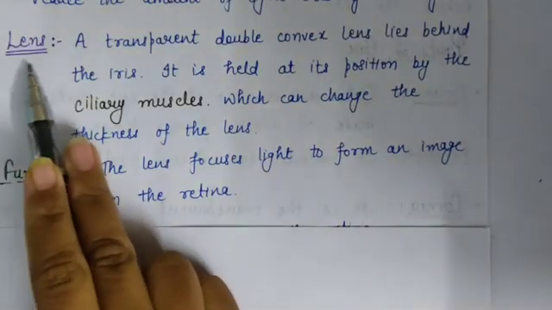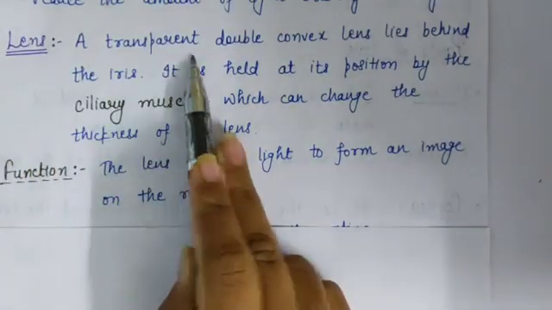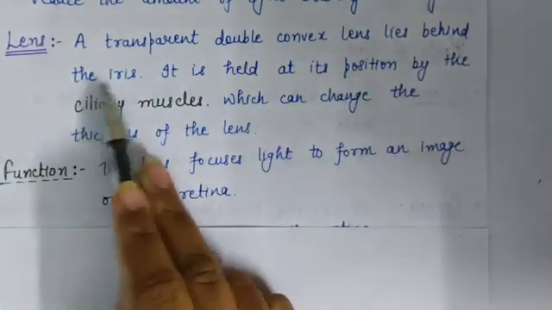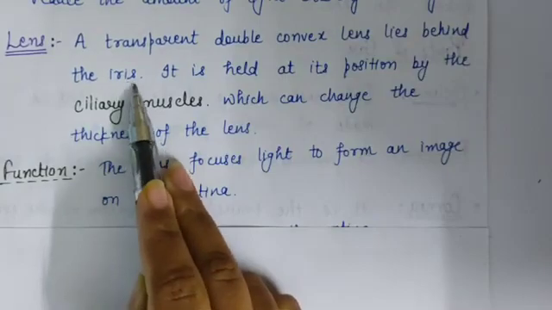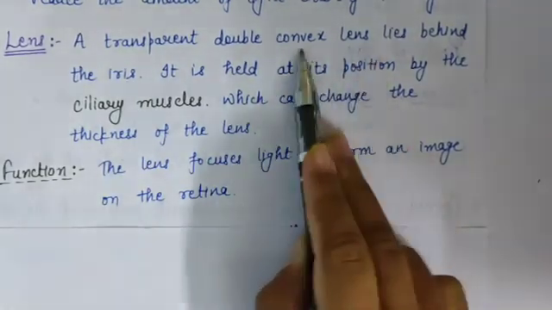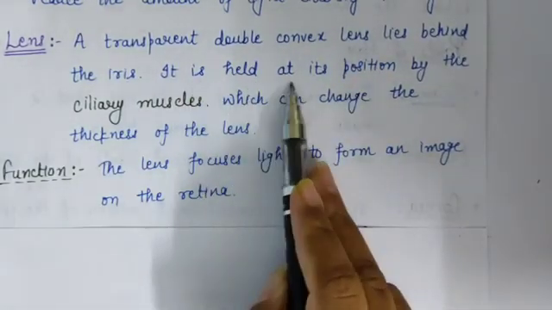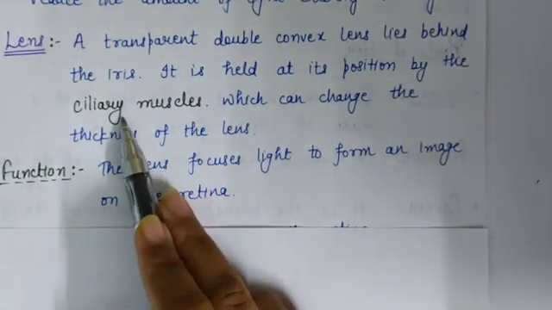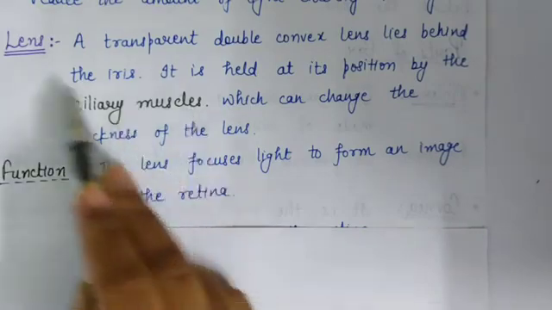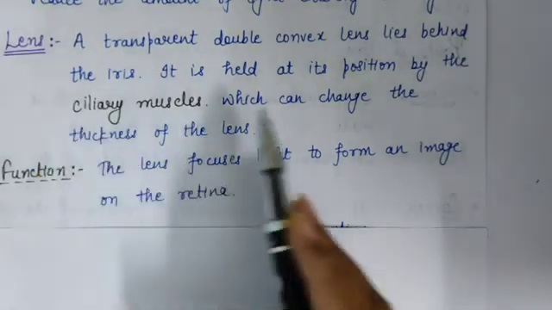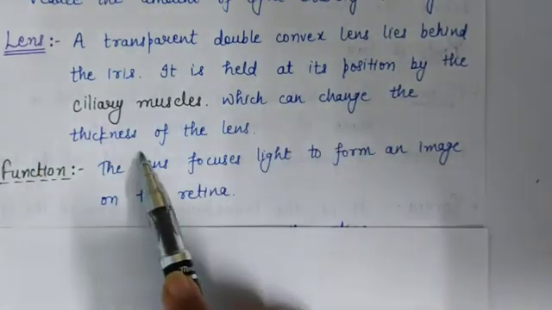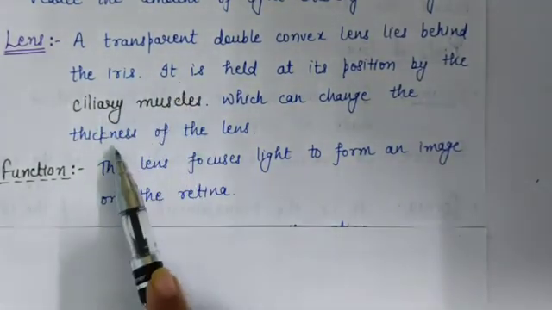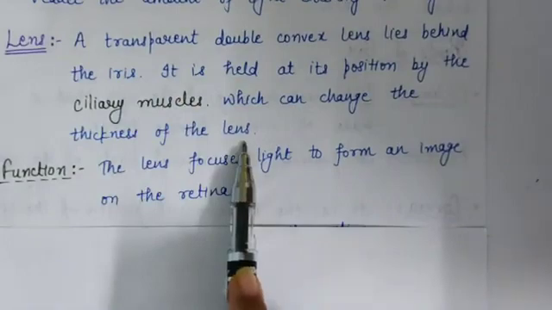Next part is the lens. A transparent double convex lens lies behind the iris. Means in our eyes, a convex lens is present and it is held at its position by the ciliary muscles. Means ciliary muscles hold the lens, which can change the thickness of the lens. These ciliary muscles can also change the thickness of the lens.